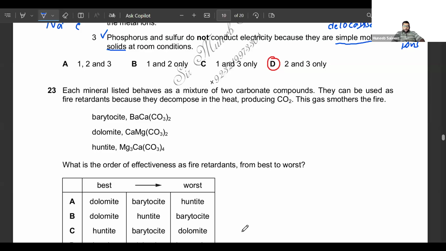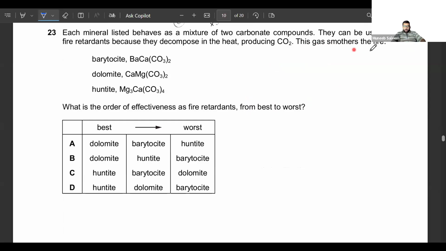Now the next question, number 23. In this question, it says each mineral listed behaves as a mixture of two carbonate compounds. They can be used as fire retardants because they decompose in the heat, producing carbon dioxide. And this gas smothers the fire. So we have the carbonates of these compounds. We have to tell what is the order of the effectiveness as fire retardant from best to worst.